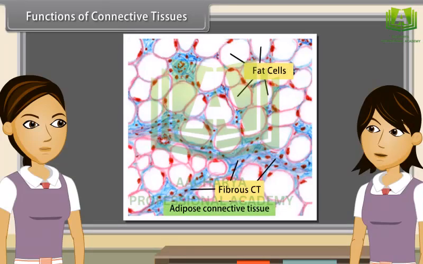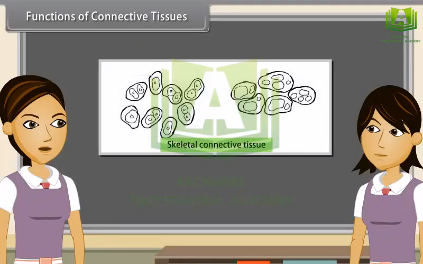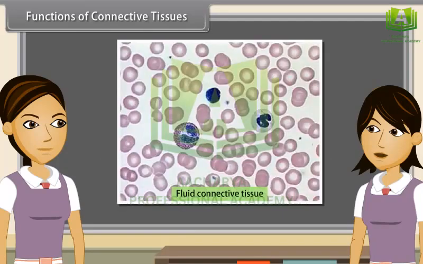Adipose connective tissue stores fat, gives shape to limbs and the body, keeps the visceral organs in proper position, acts as shock-absorbing cushions around kidneys and eyeballs, and also acts as an insulator. Skeletal connective tissue forms endoskeleton, provides flexibility and support to the body parts, protects vital organs, stores calcium and phosphate. Fluid connective tissue transports nutrients, hormones and vitamins to the tissues of the whole body and excretory products from the tissues of the whole body to the liver and kidney.